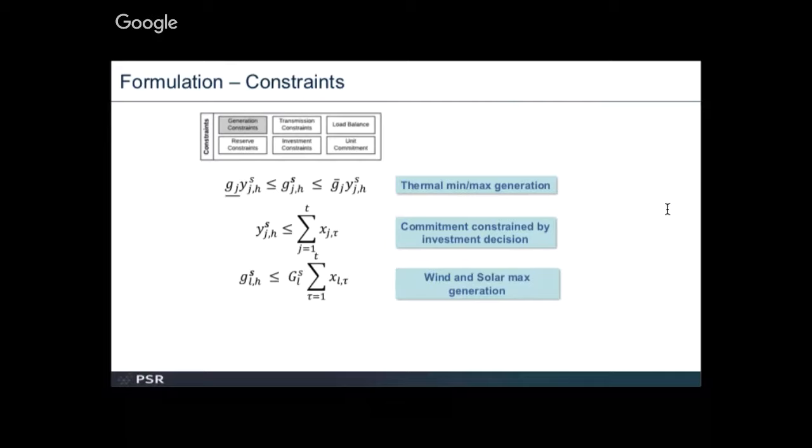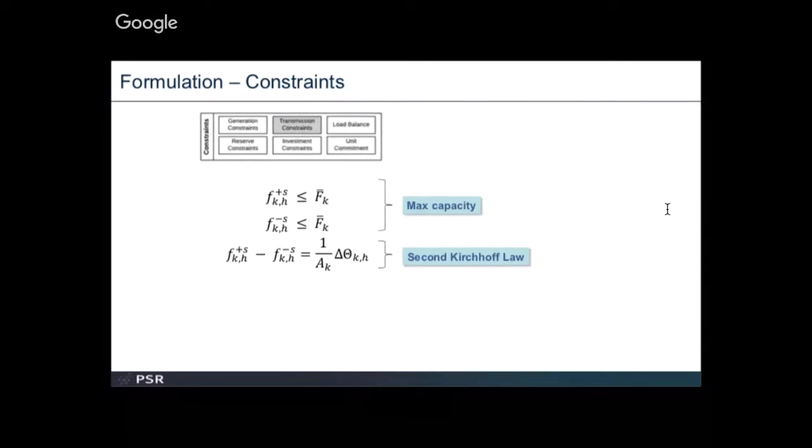It's bounded by the current wind and solar generation scenario. We also have some transmission constraints, of course: maximum capacity flow between buses, and the second Kirchhoff law. We also have the first Kirchhoff law, but it will be present in the load balance constraint that we show next slide.